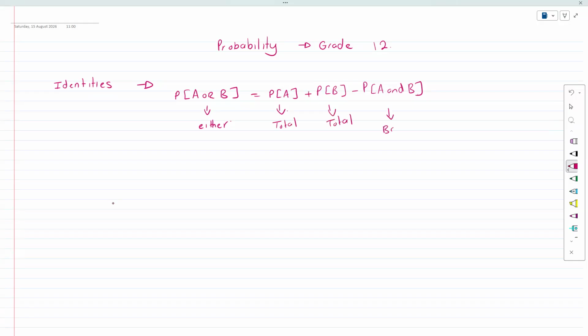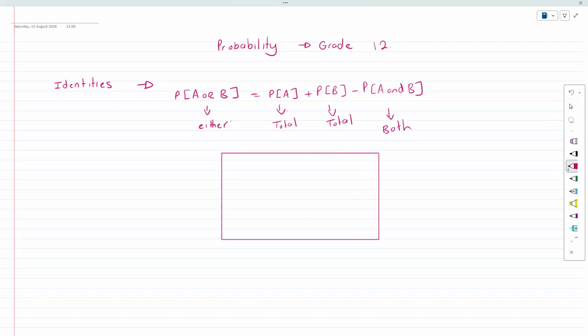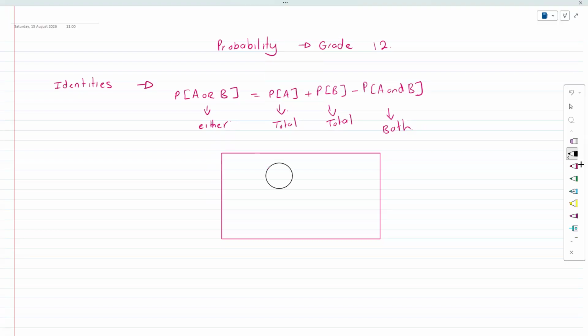Now, if I had to draw a Venn diagram to try and teach you this, this is more of the addition rule, so it's a little bit easier. But if I had to draw a Venn diagram, this only works when things are not mutually exclusive. What does that mean? I'll teach you about mutually exclusive now.